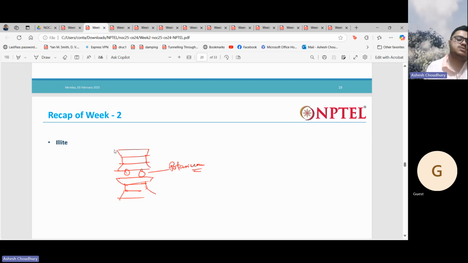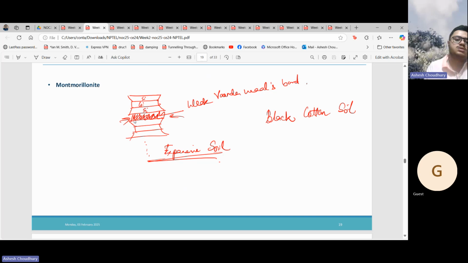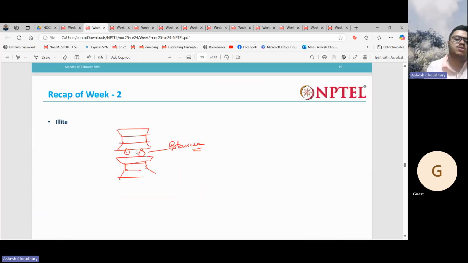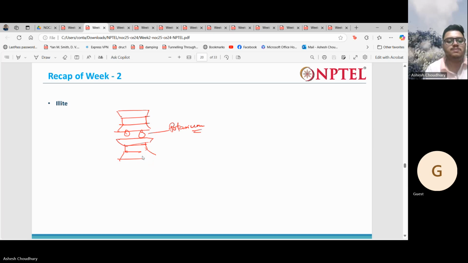Then you have illite. So what is illite? The structure is similar to montmorillonite, but here you have potassium ions. They make the bond a little more stable, so it is less reactive and less expansive than montmorillonite.